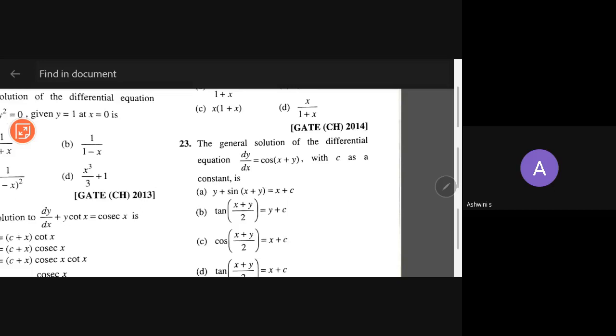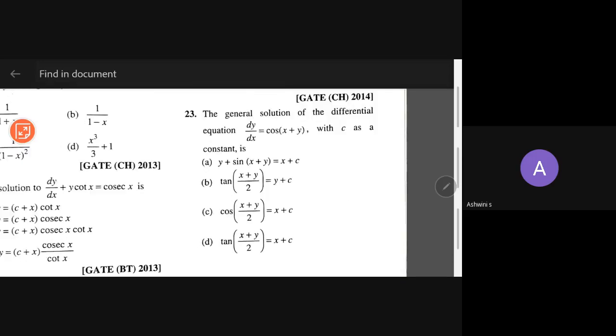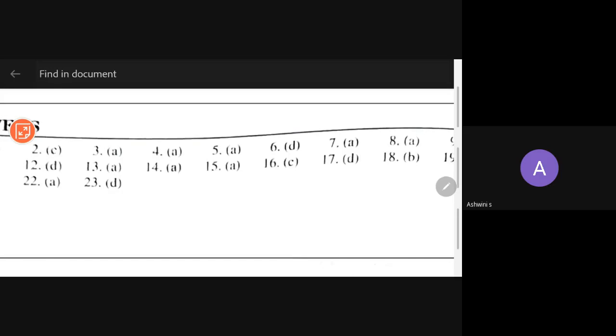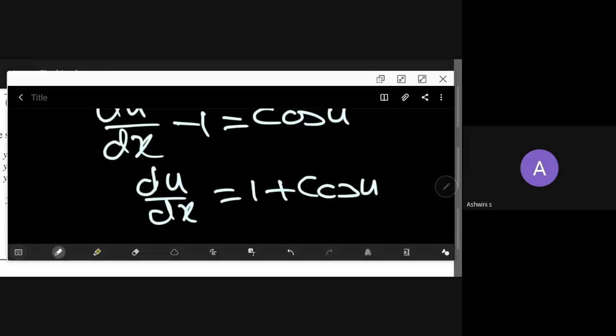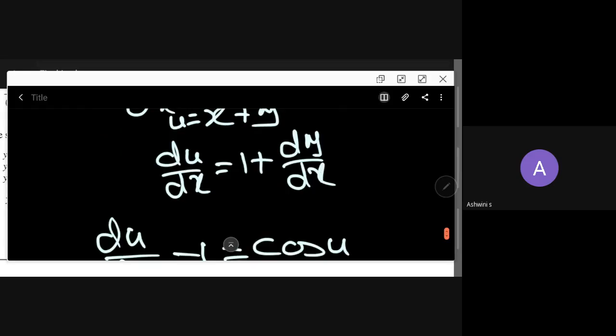The second answer is also not possible. The third answer, I think we need to check. I think for the 23rd, please check. Only checking D, tan of x plus y by 2. If you take tan of x plus y by 2, why are we not able to get it here?